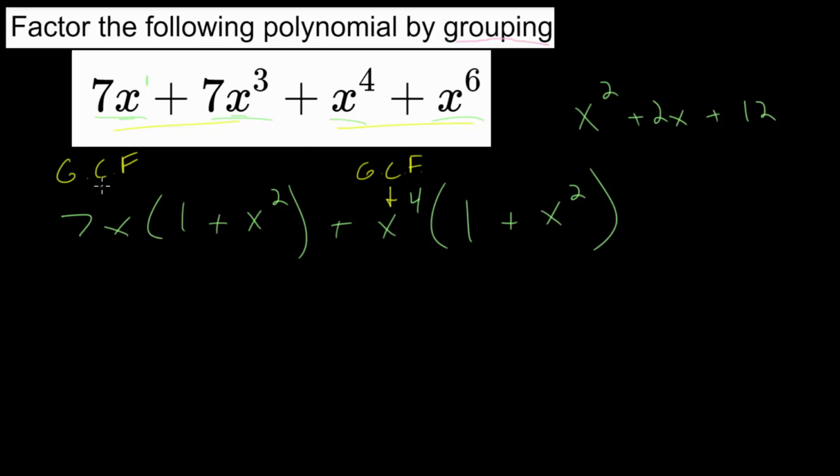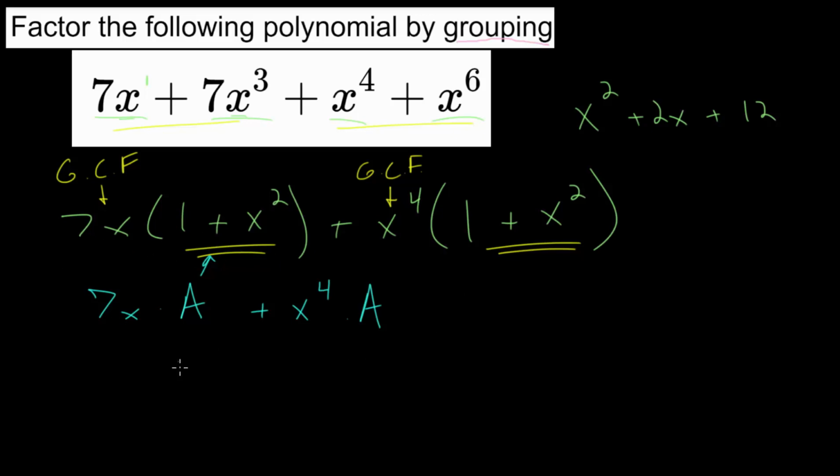Then once we pair them together and pull out the greatest common factor from each, if we are left with the exact same expression in parentheses, then this grouping method will work. Since now, in some sense, we could imagine this as 7x, let's say, times a plus x to the 4th times a, where a is just this 1 plus x squared.